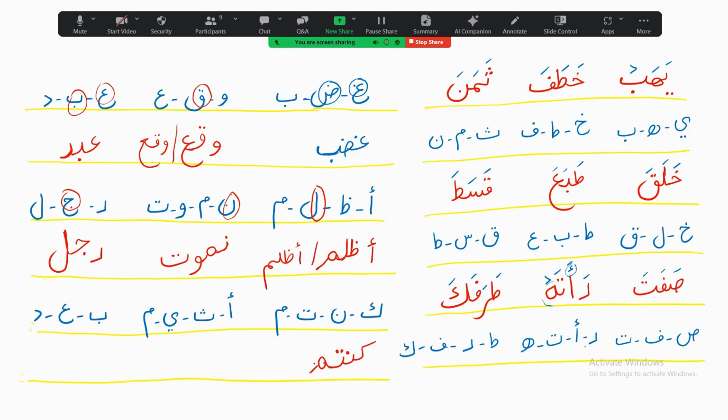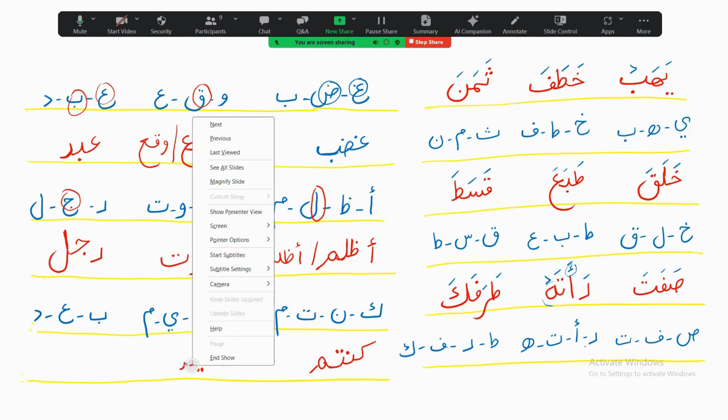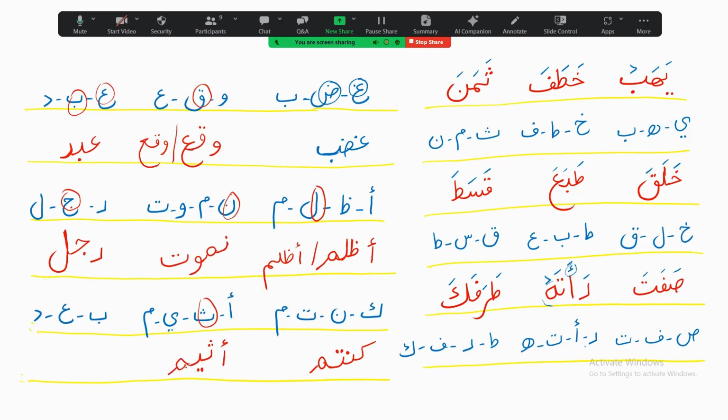Kuntum. Okay, the next one is hamza, tha, ya, and meme. For hamza, we take the first part of tha, and then ya here with the dots of ya below it, and meme at the end. We write it like this. Aythem. And the last one is ba letter, ain letter, and dal letter. Ba'da. Okay, so this is how we write Arabic and read Arabic as well. I hope that this exercise will help you inshallah a bit.